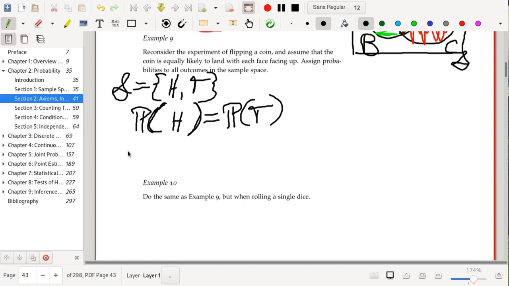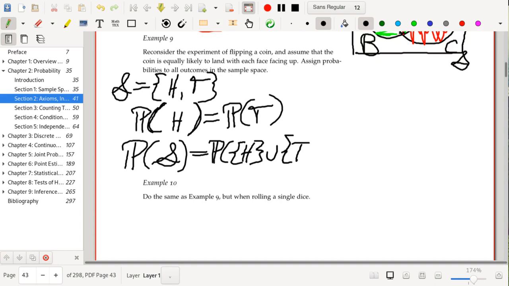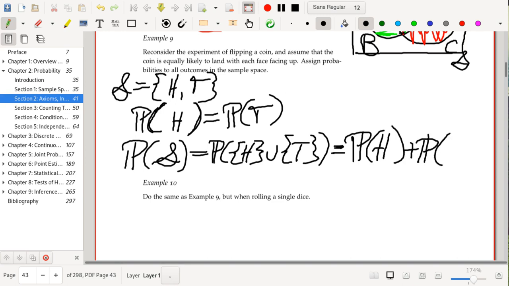The thing, though, is the probability of the sample space is equal to the probability of the set containing only H unioned with the set containing only T, since the union of those two sets is in fact equal to the sample space. And furthermore, those two sets have nothing in common. One has H, one has T, and they don't share anything. So they are disjoint events, and therefore we can write this probability as a sum, the probability of H plus the probability of T. Both of these are the same, so we're going to say that this is equal to P. So this is P plus P, which is 2P.